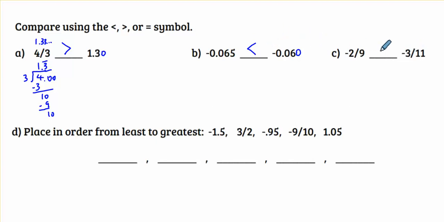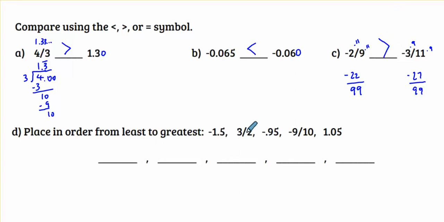For C, when they're both fractions, the easiest thing to do is find a common denominator. And in this case, the common denominator for 9 and 11 would be 99. So if I multiply by 11 here, negative 2 times 11 is negative 22 99ths. And this I would have to multiply by 9. This is going to be negative 27 99ths. Well, if they were both positive, 22 would be smaller than 27. Since they're both negative, it's exactly the opposite, so you should have had a greater than symbol here.